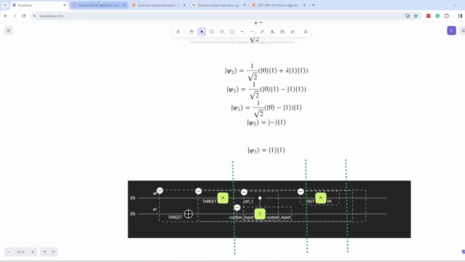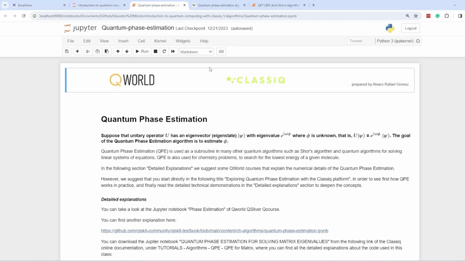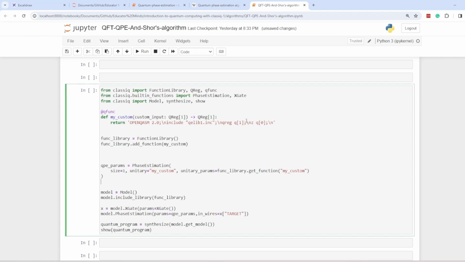let's go to Classiq, execute, and see the circuit there also. So this is the code for quantum phase estimation in Classiq, and here, using OpenQASM, I am defining the gate which I want to use, and also here in the params of phase estimation I am defining the size of the register which I will use for estimation or evaluation. So let's synthesize the circuit and analyze it.